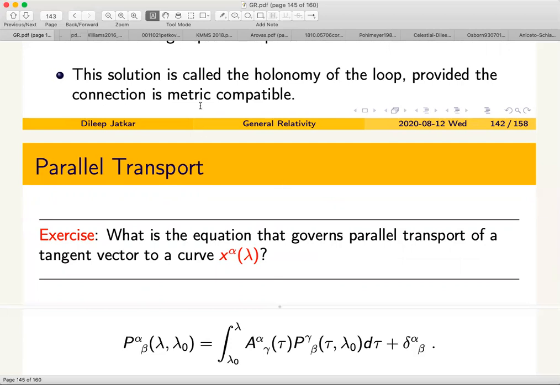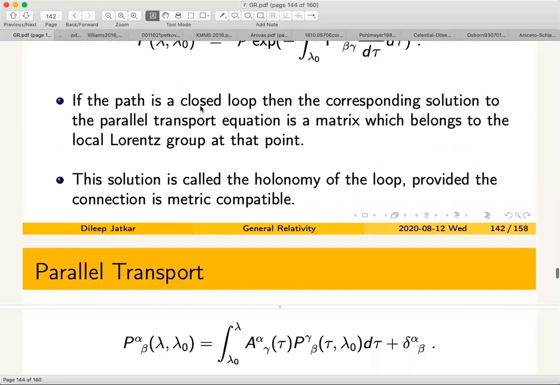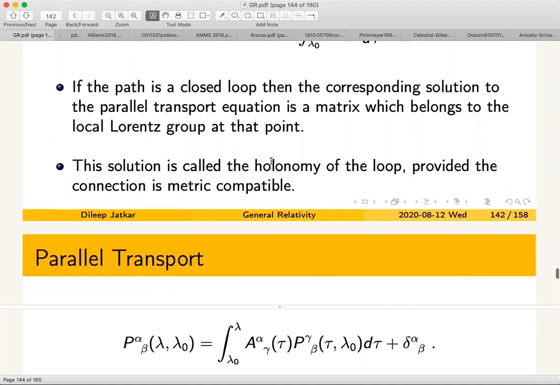So what I was saying was that you get some matrix which tells you how to relate the vector that you started off with to the vector which came back after parallel transport along a closed loop, and that matrix should belong to the local Lorentz group. It could belong to the entire local Lorentz group for arbitrary paths, or it may belong to a subgroup of the Lorentz group. There are some interesting things that can happen with it.